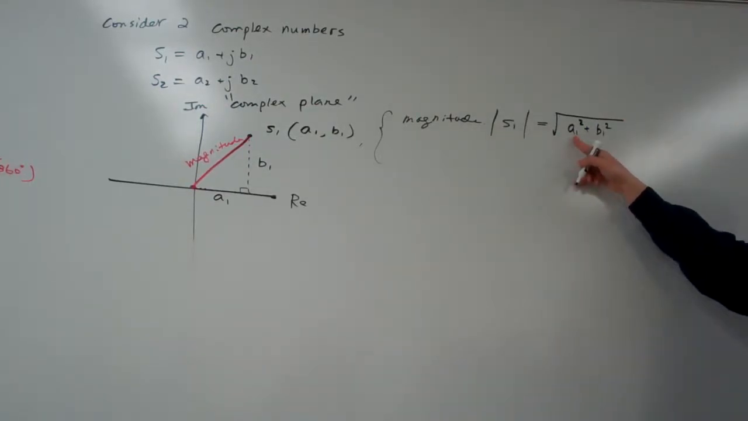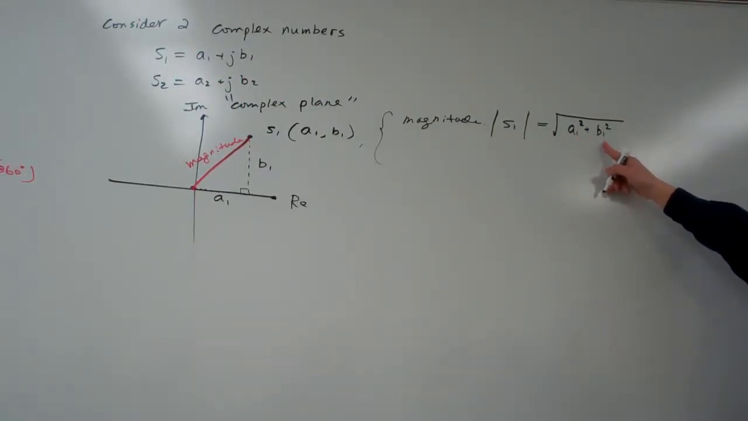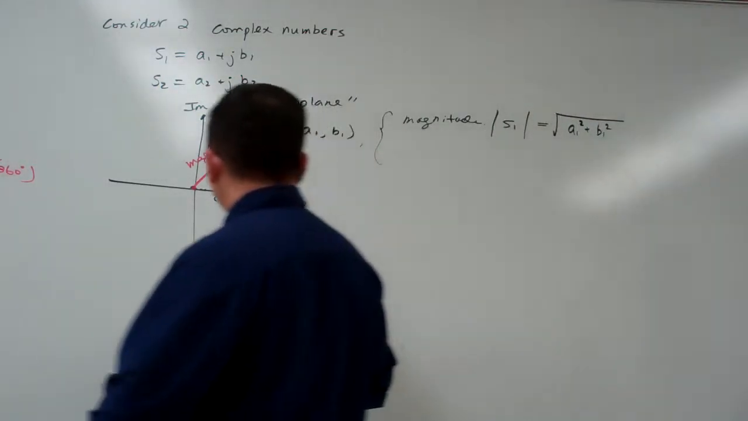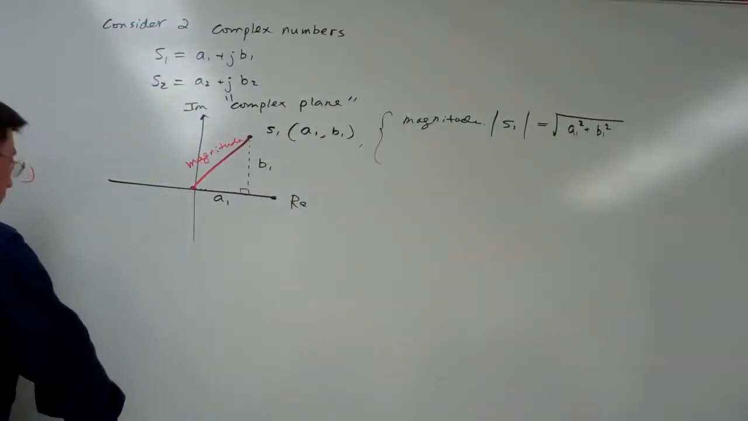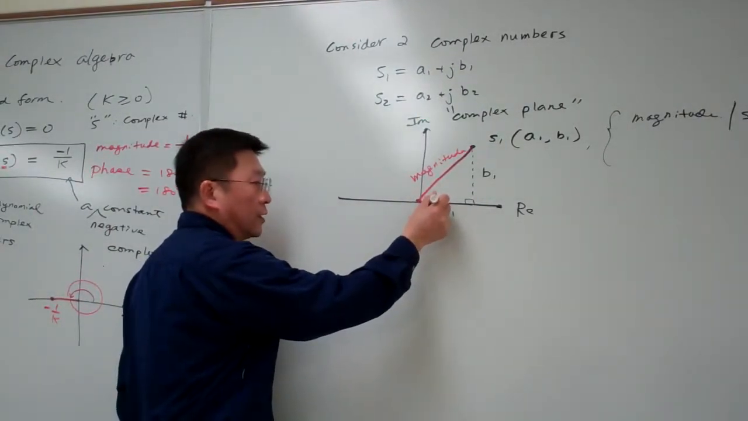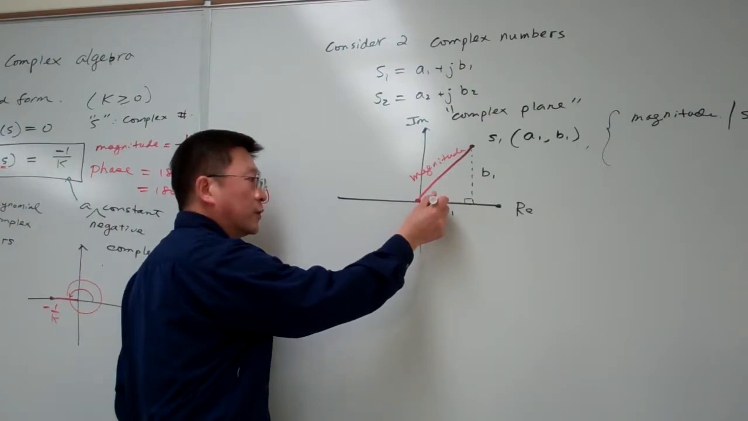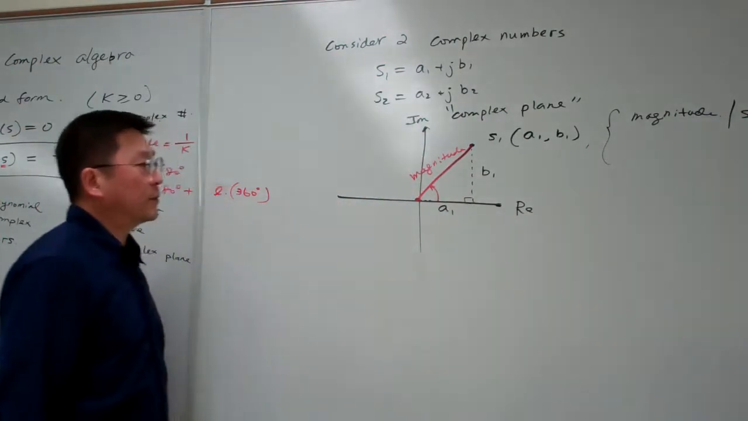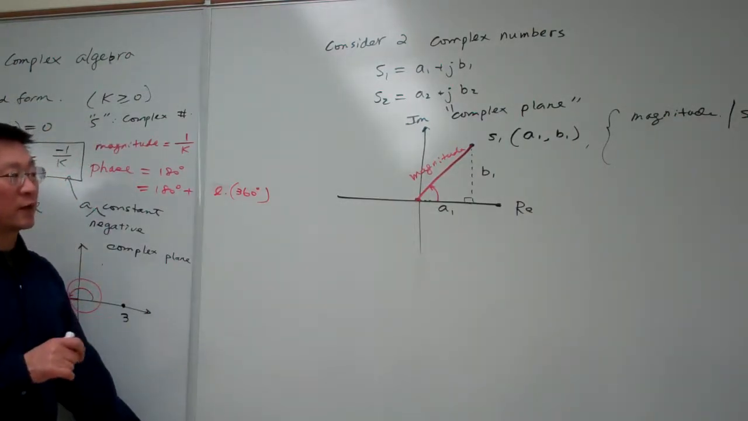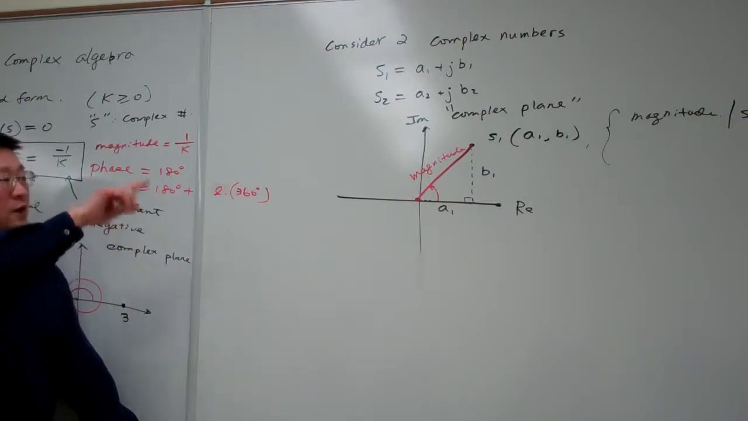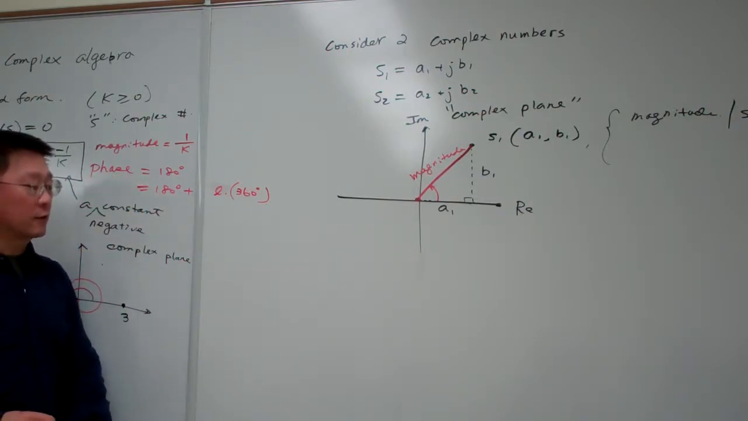So this is the real part squared. This is the imaginary part squared. Very straightforward. Okay. And then the phase basically is determined by the angle. By sign convention, we measure counterclockwise as positive. So for this particular example here, S1 has a positive phase. Okay, by sign convention, we define counterclockwise measurement as a positive angle.